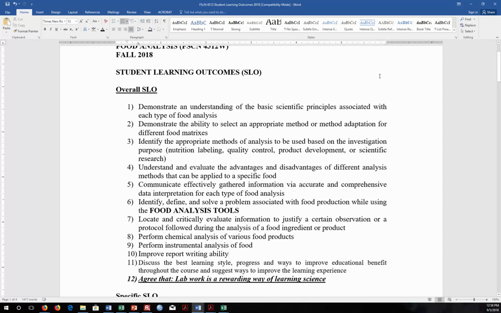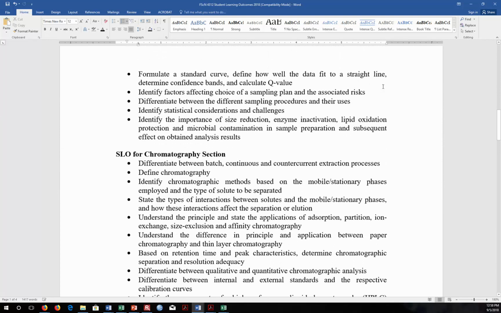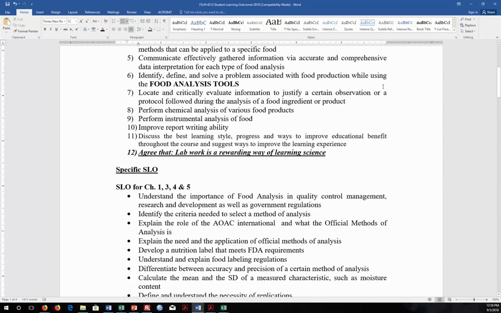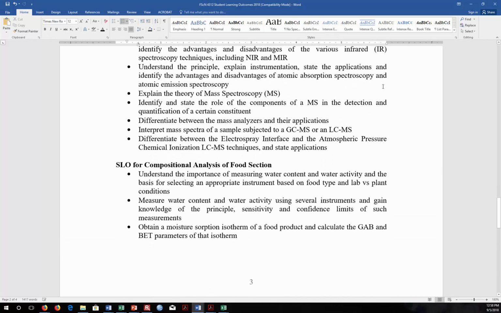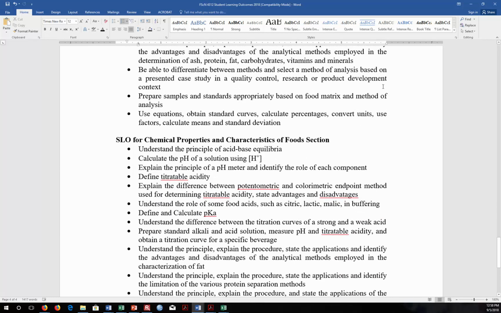And lab is a really big part of your learning in this course. Although there will be 3 lectures every week, lab is your main learning place. Then you can see that for every section, for the first chapters, for example, you would have certain learning objectives, and then for chromatography, spectroscopy, composition and analysis, and chemical properties, they're divided that way. So you will see that this will be helpful when you study these different sections. So please use that as a tool.